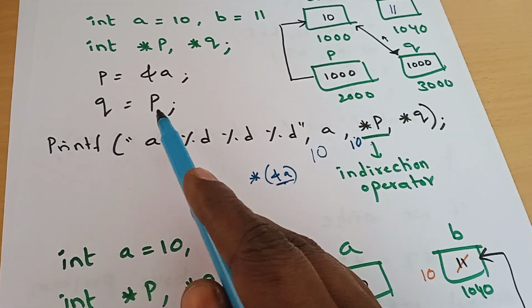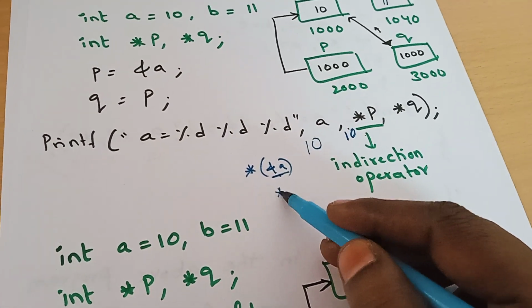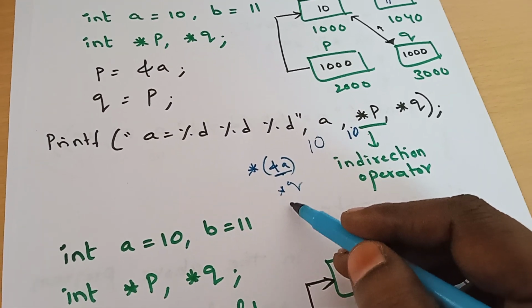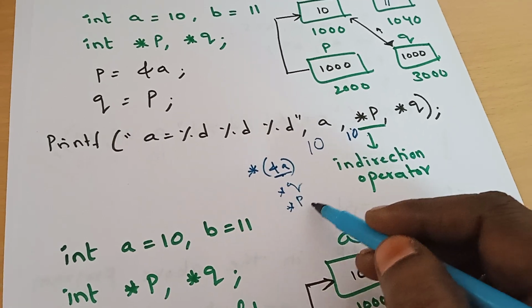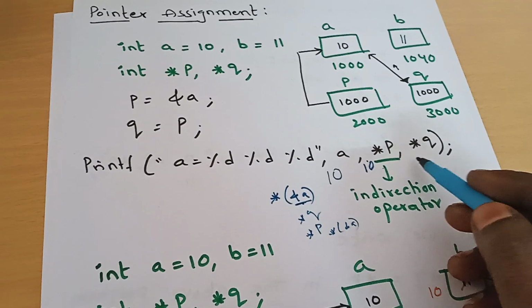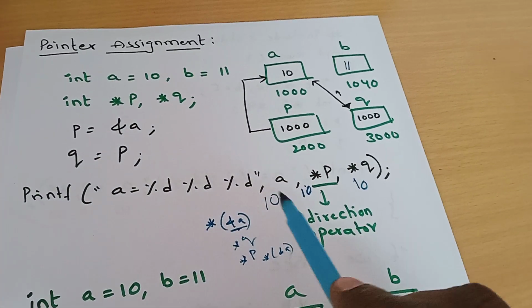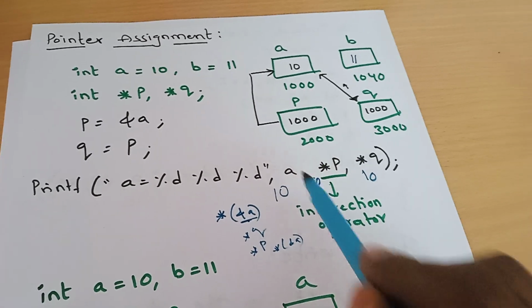Q is again what? P. Now again, star q means what? See, star q. Q is P, right? Now P is what? Address of A, right? Now again you are going to print 10. Fine. So in these many ways you can print the A value.